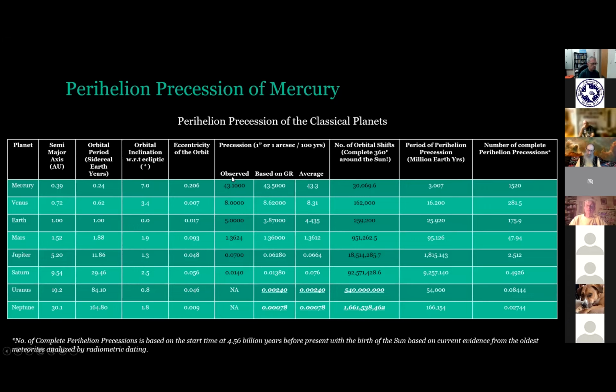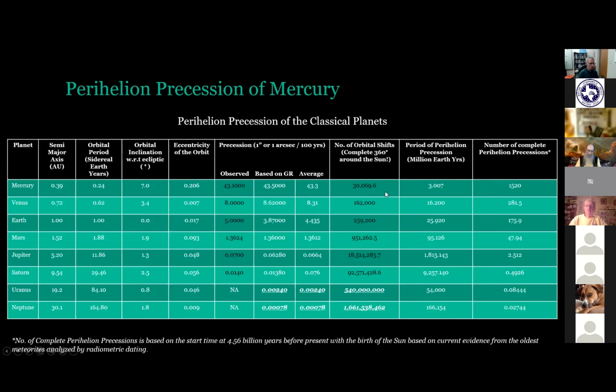Now, at the precession, here we have this observed. This is based on general relativity, so we can calculate the average. Now, we don't have any observed for Uranus and Neptune because we haven't observed them long enough. Here we've seen these planets over thousands of years, the classical planets from Mercury to Saturn, but Uranus and Neptune were unknown until the 18th and 19th century. So we can calculate based on general relativity. Of course, here my average is the same as the general relativity because we don't have any observed data.